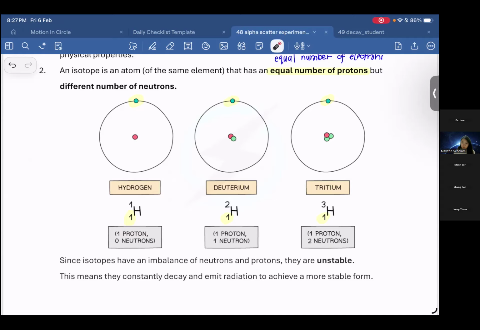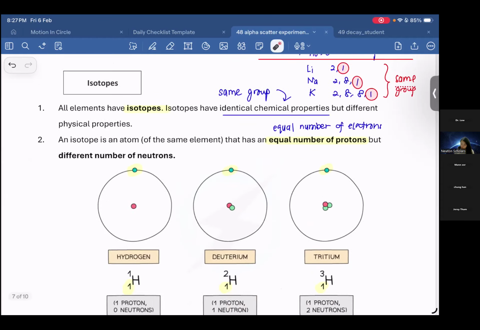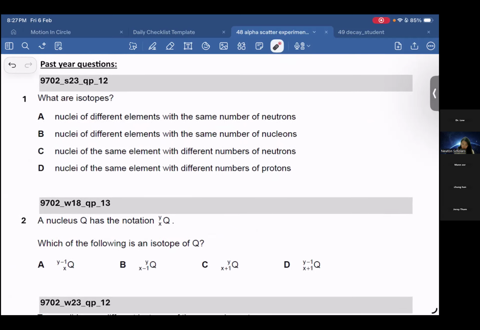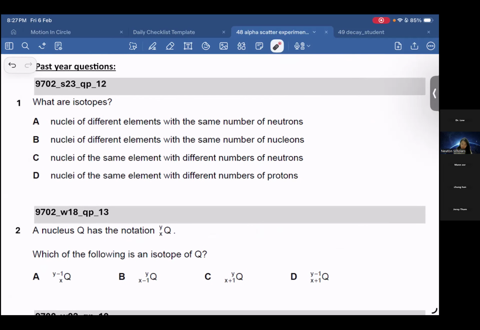Okay, so we go to the partial question, page number 8. Is it okay? Can we proceed to page number 8? Okay, let's go. Okay, dear, come here. What are the isotopes? Easy.